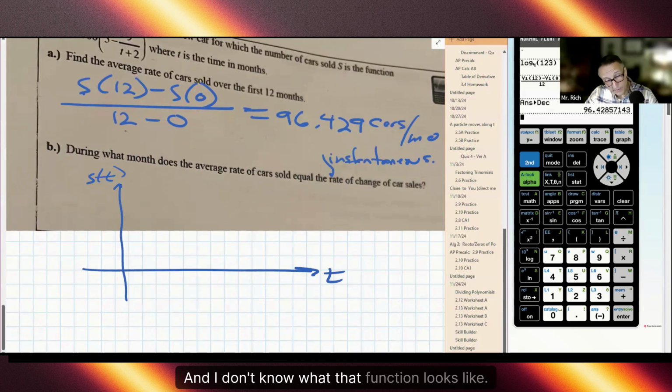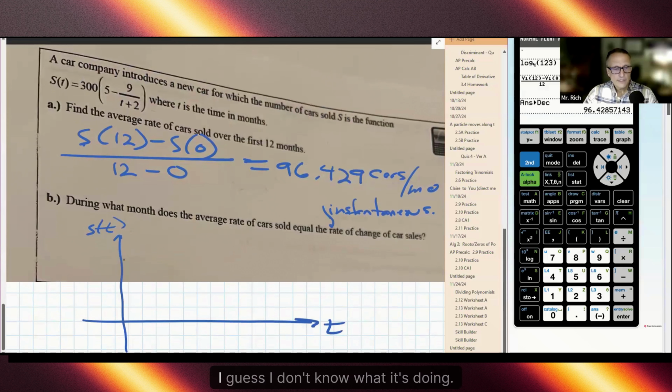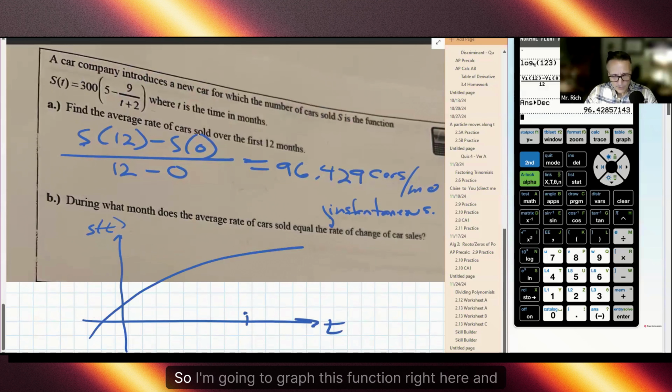And I don't know what that function looks like. So I guess I don't know what it's doing. It's maybe an increasing function, whatever it's doing. So what they want us to do, so I'm going to graph this function right here.